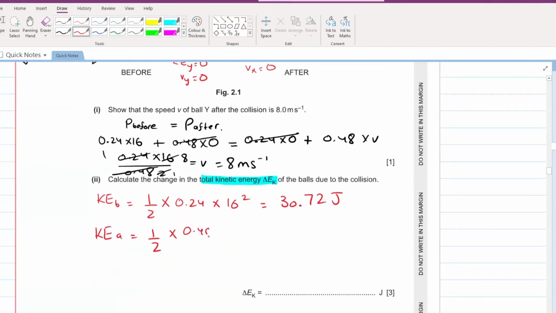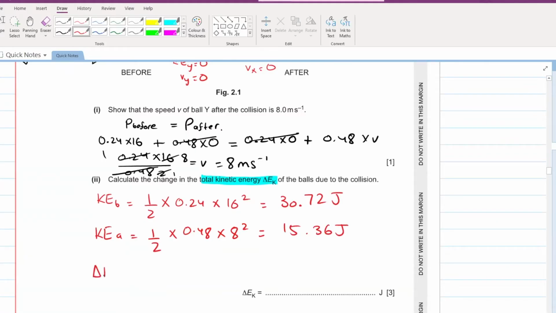Yes, 0.48 into the velocity 8 squared. This comes out to be 8 squared into 0.48 into 0.5. This comes out to be 15.36 joules.